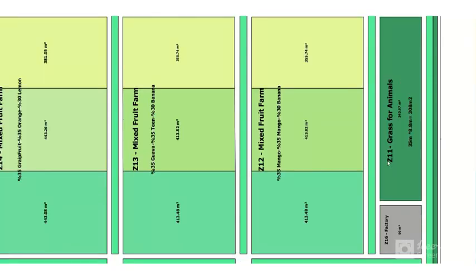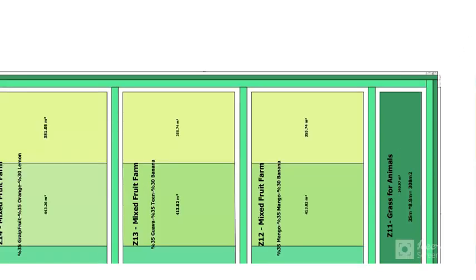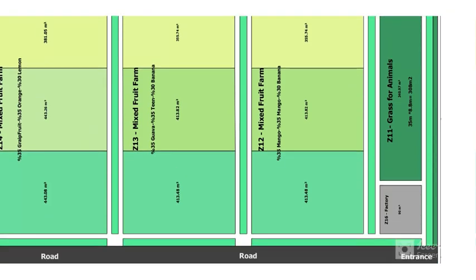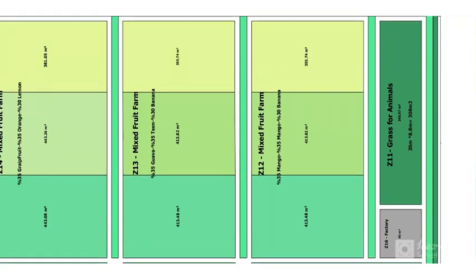Zone or project 11. Project 11 is the grass for animals. It is about 340 square meters to cultivate grass for our animals. Okay, this is zone 11. About zone 12, we divide it into three parts.